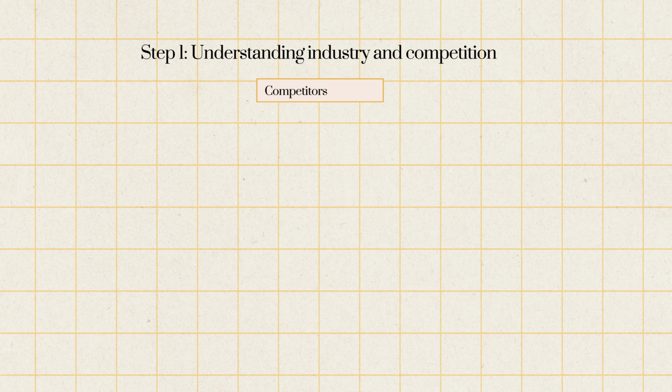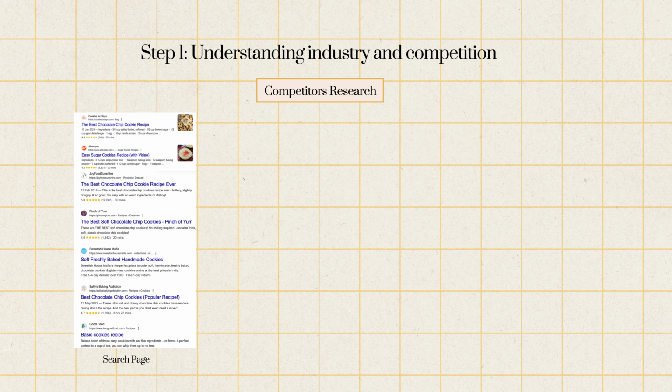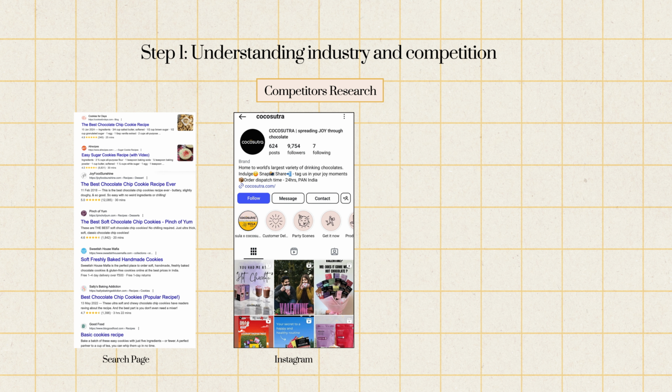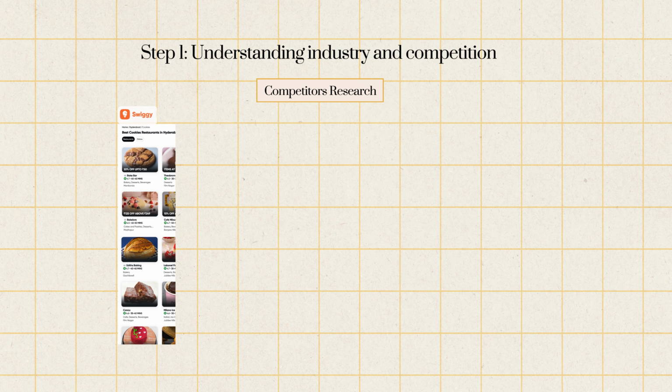Now that she knows there is demand, she analyzes her competitors to understand the market landscape and identify opportunities. She started by searching for homemade cookie businesses on Google to explore their websites, studying their product offerings and branding strategies. Next, she analyzed top competitors' social media pages to see how they engage customers. She also searched for popular cookie products on Google to identify trending flavors and variations.